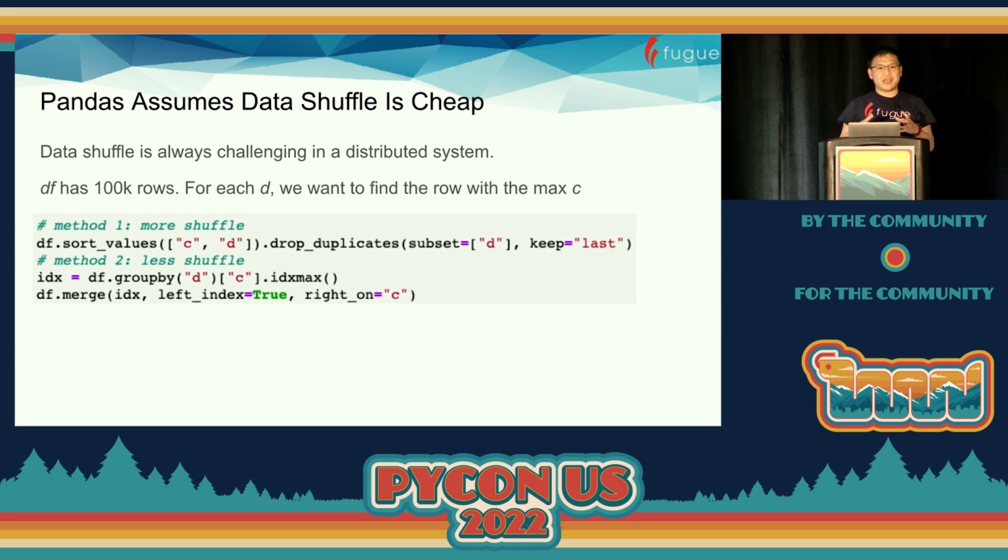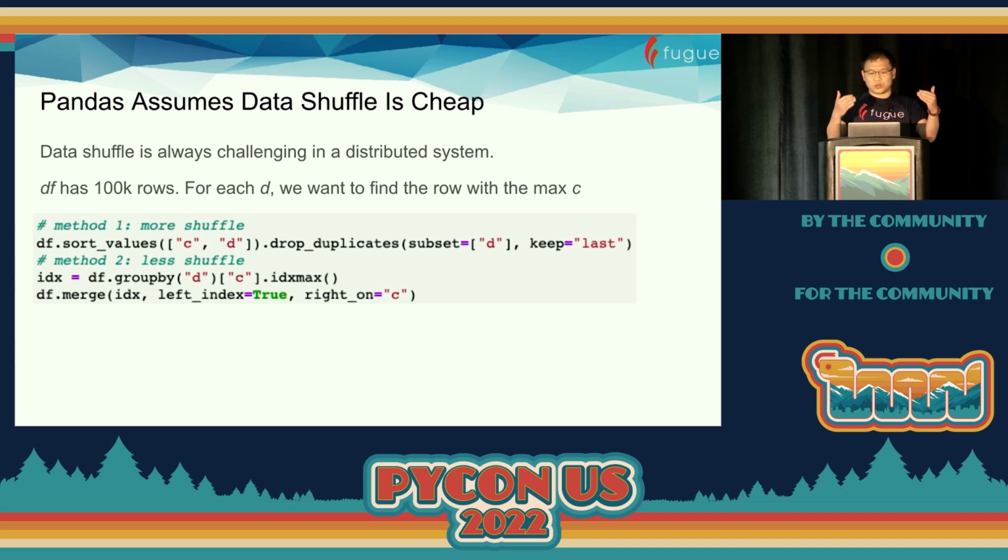If the data frame is in memory and local, data shuffle is trivial. But this is always a very big challenge in distributed systems. Assume we have a data frame with 100K rows, and for each group of D, we just want to group the data frame by D, and for each group, we just find the row with the largest C, right? You probably can use groupby apply to solve this problem, but someone figured out a more elegant and smarter way, like method 1, to solve this problem.